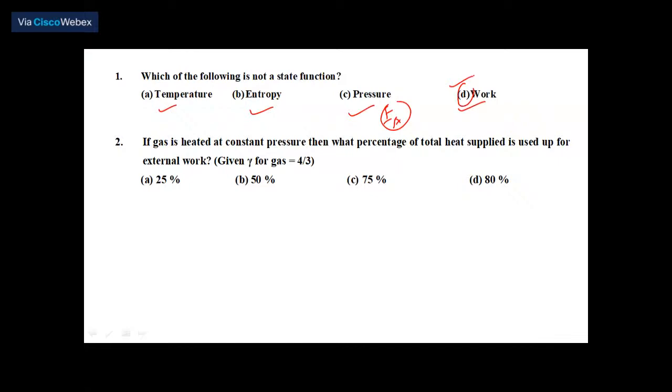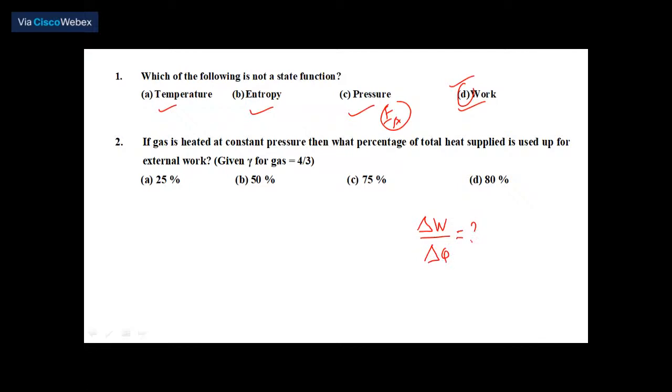Now we'll move to the next one. If gas is heated at constant pressure, then what percentage of total heat supplied is used up for external work? We have to find the percentage of heat supplied that is used for external work. That means we have to find out delta W divided by delta Q.